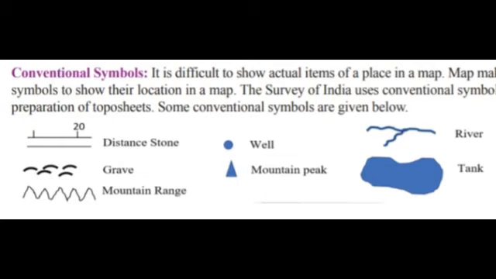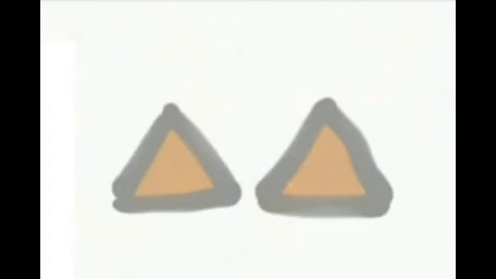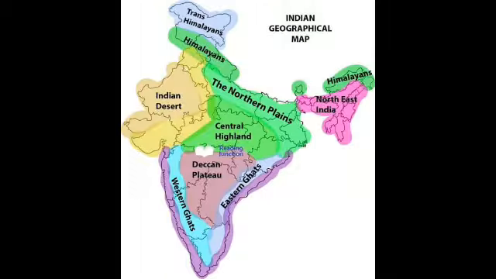Let us know about conventional symbols. The symbols help us to understand the information given on it. They are small pictures that are often drawn to look like what they represent. A triangular shape is often used to denote a mountain. A desert is often shown by a group of dots that might look a little bit like sand, and so on.